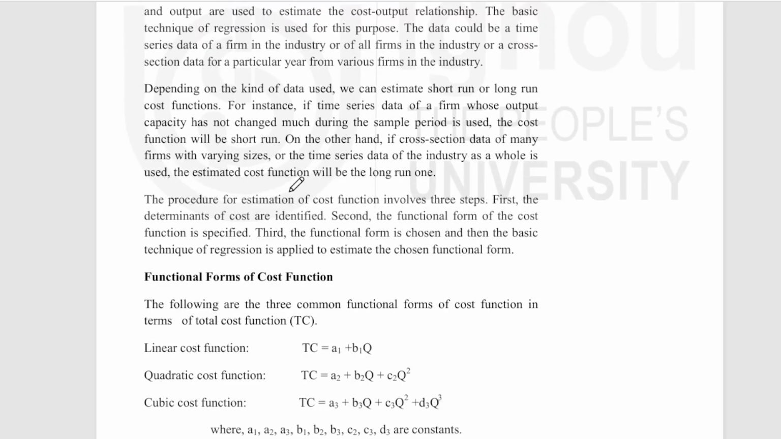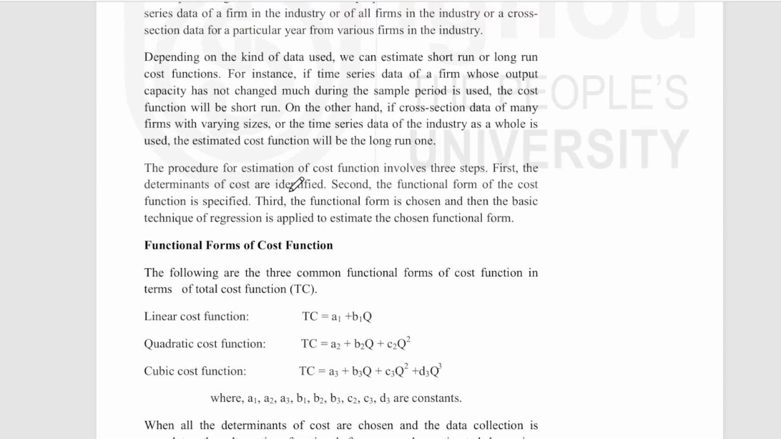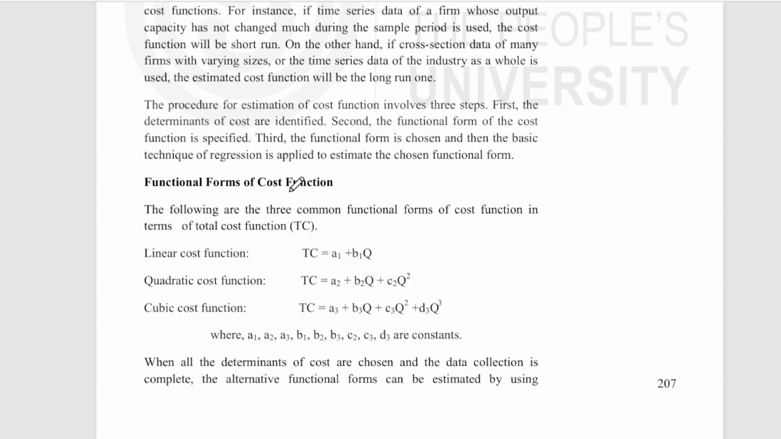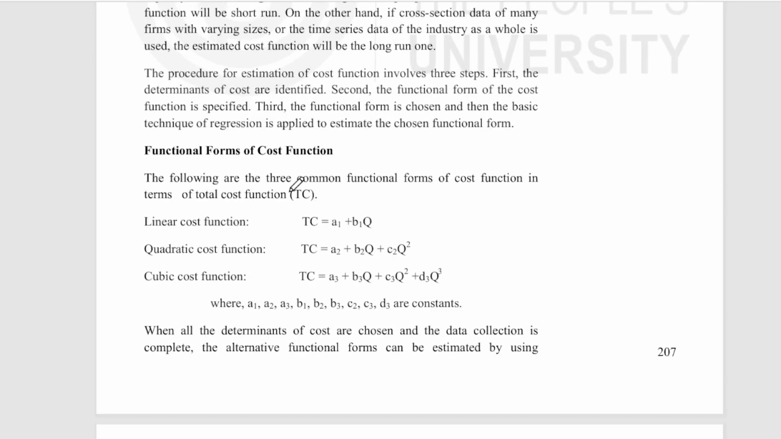And depending on the kind of data used, we can estimate short run or long run cost function. For instance, if time series data of a firm whose output capacity has not changed much during the sample period is used, the cost function will be short run. On the other hand, if cross section data of many firms with varying sizes or the time series data of the industry as a whole is used, the estimated cost function will be long run one.